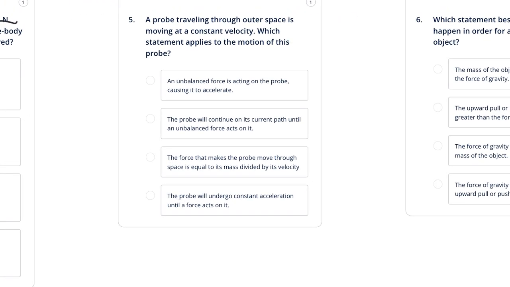Probe traveling around, moving at constant velocity. Well, if you're moving at constant velocity, acceleration equals 0. Net force equals 0 as well. All the forces are balanced.